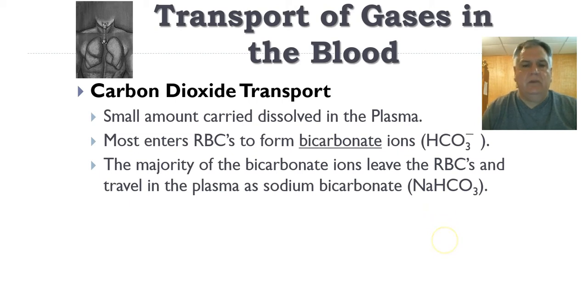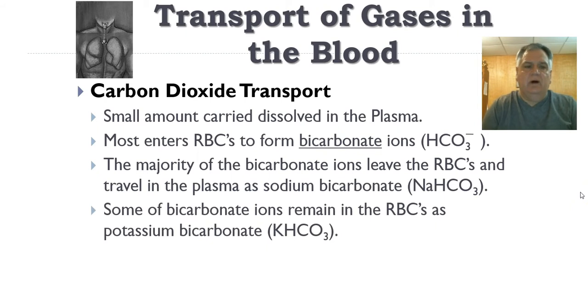Well, these are now positively and negatively charged, and so they can be picked up by the water molecules and transported in the blood plasma, mixed in with the water molecules and held separate from one another, dissolved in the plasma. So where carbon dioxide could not be dissolved in the plasma, these bicarbonate ions in the form of sodium bicarbonate can now be dissolved in the plasma and carried more easily by the water molecules in the plasma.